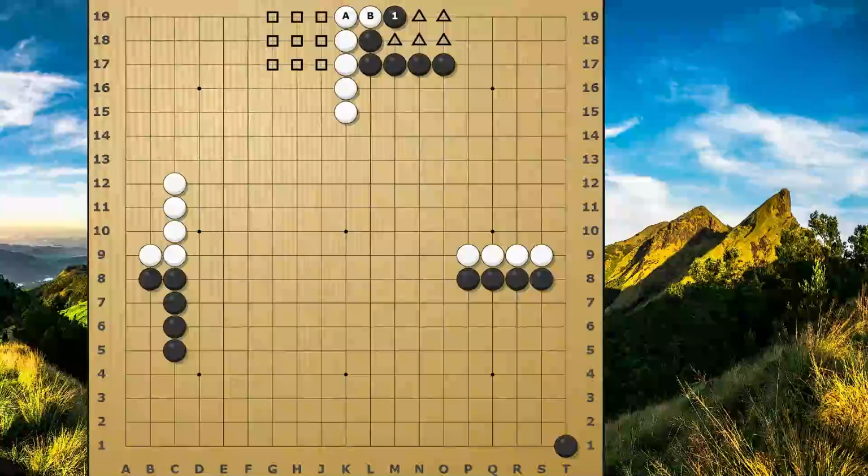How many moves did white spend? 2. How many moves did black spend? Black spent 1. I said white spent 2 and black spent 1. Right, that's what I said.